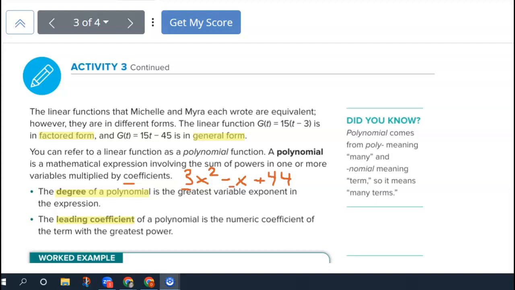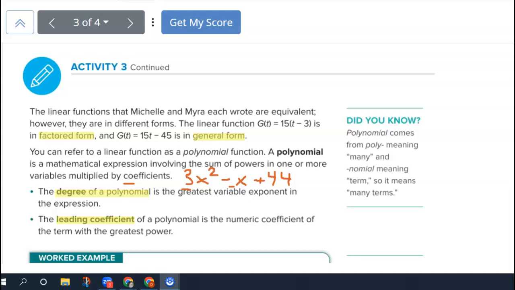And you can also have constants, numbers that don't have variables. Technically, there's also a variable here, but it's to the 0 power. So anything to the 0 power is 1. So 44 times 1 is just 44. So we're going to ignore that. But this is a polynomial.